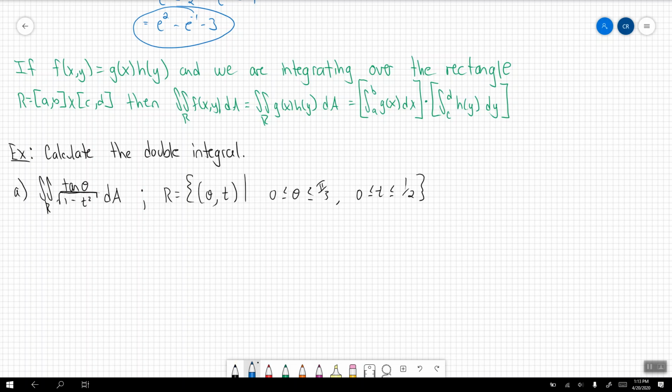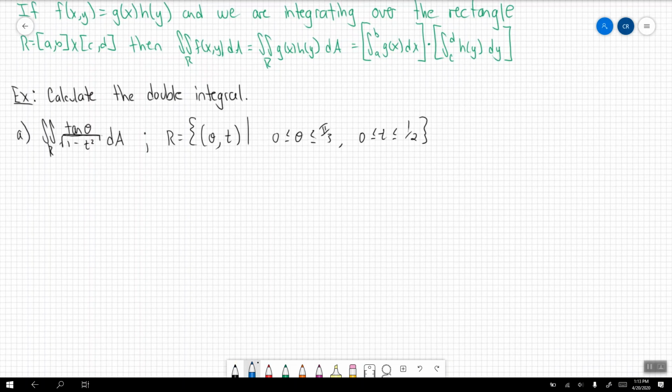Alright, so let's go through it. Can we then separate? Or, you know what, let's backtrack. Do we have a rectangular region first? Yes. So we have a rectangular region, which means we can apply Fubini's theorem. Doesn't matter which variable we integrate with respect to first. We could integrate with respect to theta, or we can integrate with respect to t first. Fubini's theorem allows us that choice.